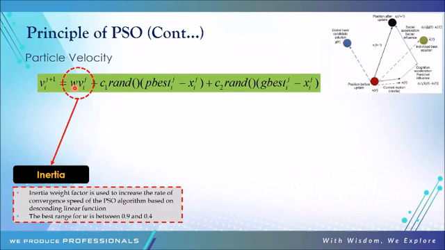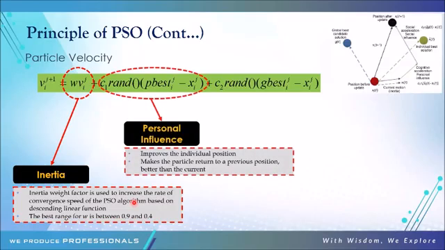We need to do the experiment to set the proper value of W. According to the literature, and also my personal experience, the best range of this weight factor is between 0.9 and 0.4, decreasing according to the iteration number. The main purpose of this weight is to increase the convergence speed of PSO.